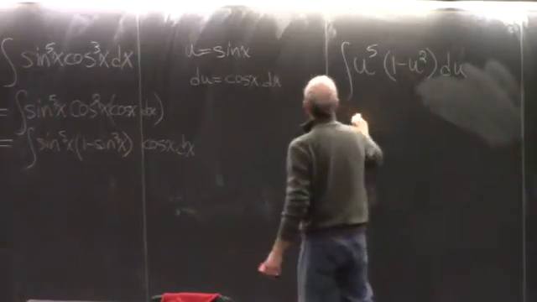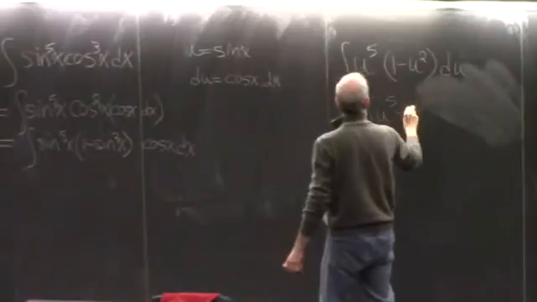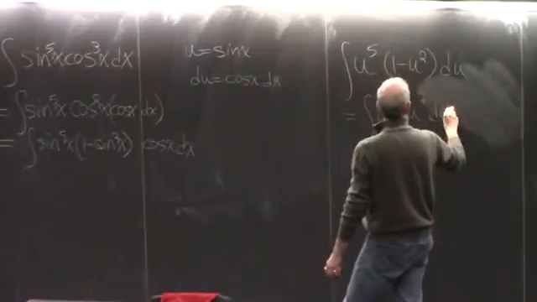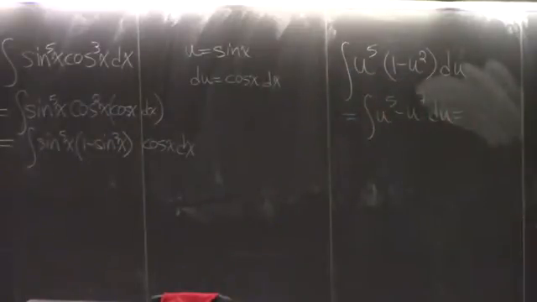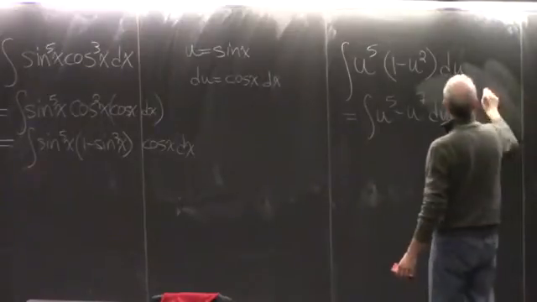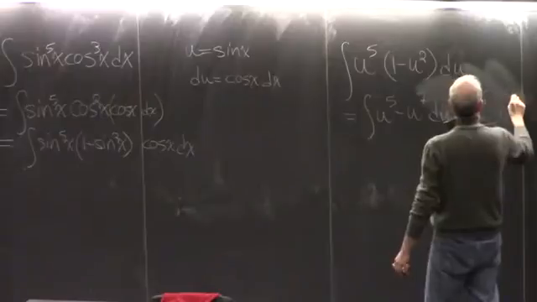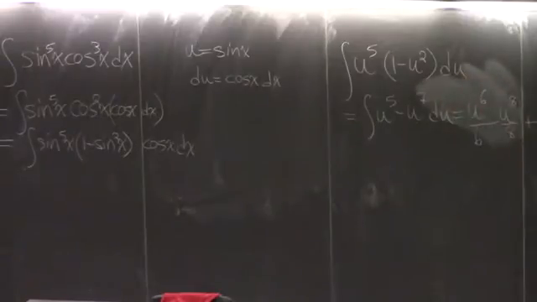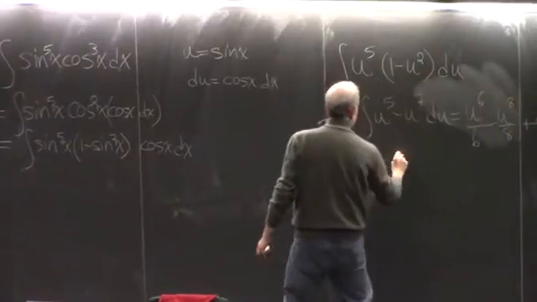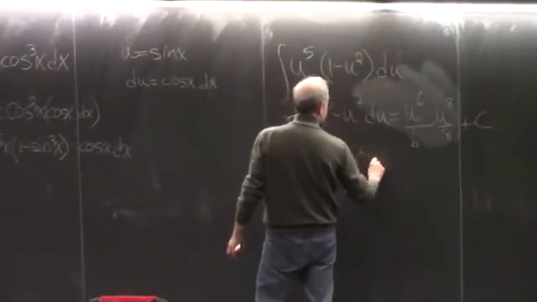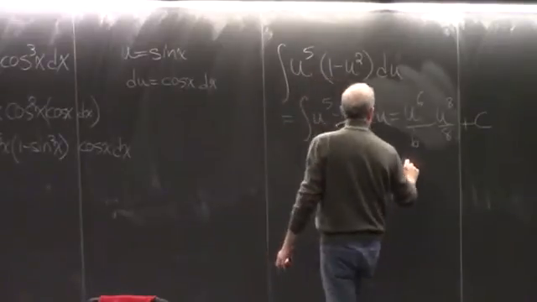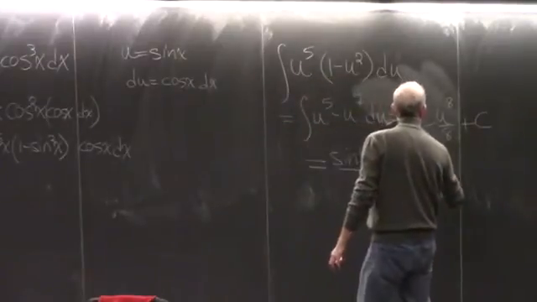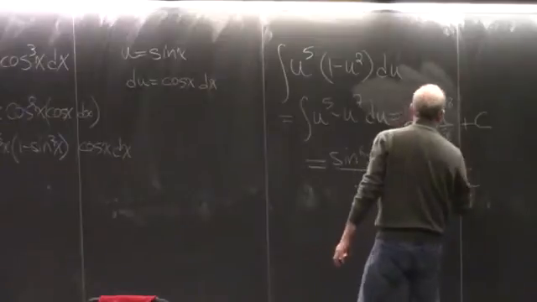Distribute that u to the fifth. And we can integrate that. We can always do powers, right? Any polynomial. That's u to the sixth over 6 minus u to the 8 over 8 plus a constant, and then substitute back. So that's sine to the 6th x over 6 minus sine to the 8th x over 8 plus a constant.